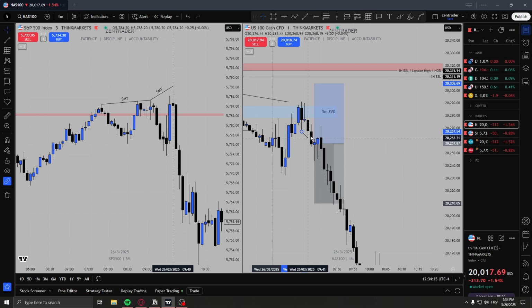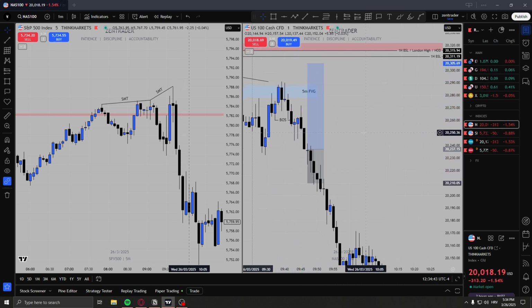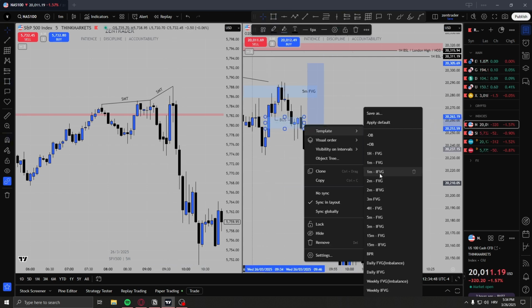You can use the most recent one, or you can use this one, whatever. You get a break structure there. That can be your entry, or you can wait for price to inverse this completely, and then this can all be your entry. I would enter right here if I was touching this, or maybe if I wasn't so sure, let's use this one, because we inversed this 1 minute fair value gap.